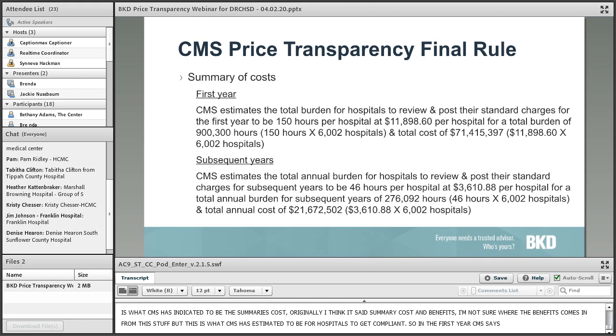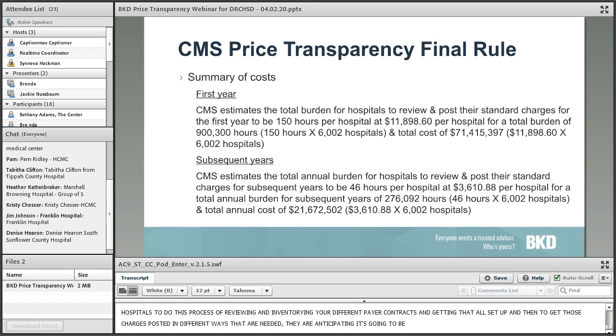The last piece I want to talk about is what CMS has indicated to be the summary of cost, or originally I think it says summary of cost and benefits. I'm not sure where the benefit piece comes in from this aspect, but this is what CMS has estimated it to be for hospitals to get compliant.